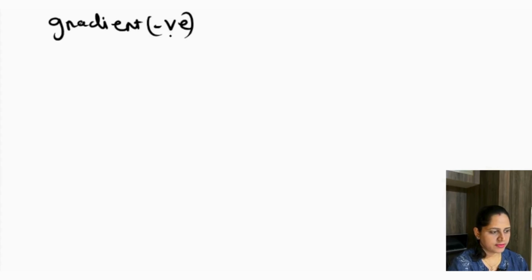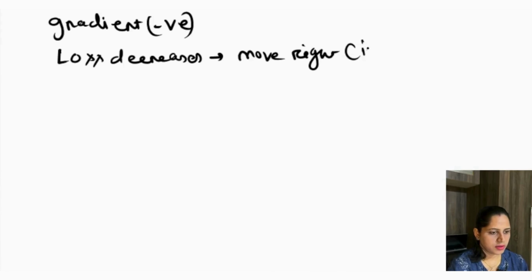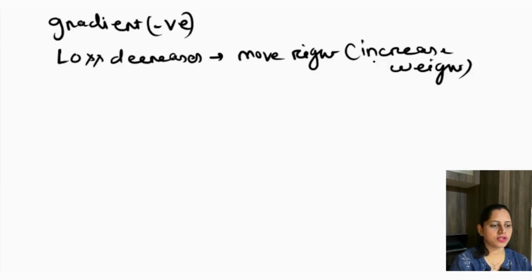Next, if my gradient is negative, what will happen? It's opposite. Loss decreases. Move right. Increase weight. So this is the relationship between weight and loss. So if my loss is decreasing, increase the weight, because the proportion and the balance needs to be there. It should be maintained, right? So that's what. And now if I give you one example, it is going to be very clear to you.